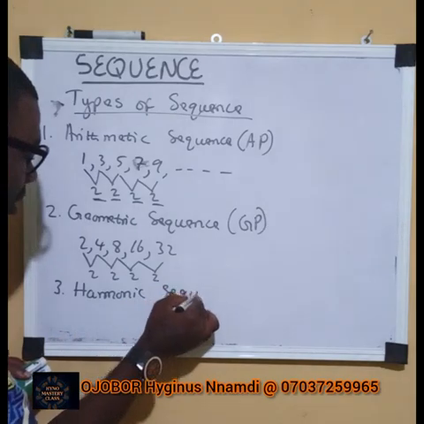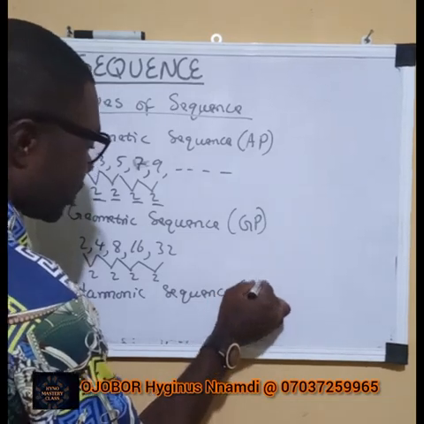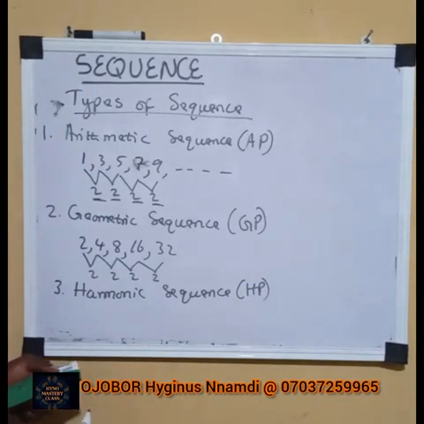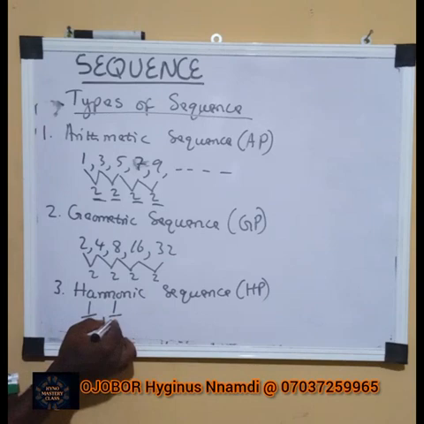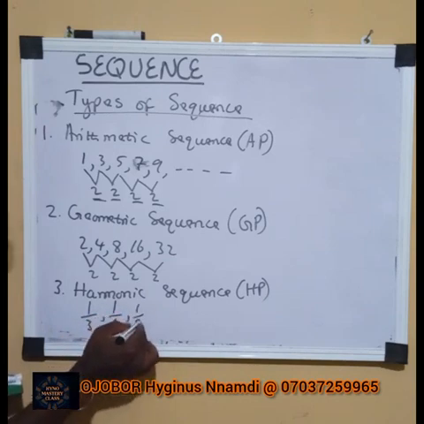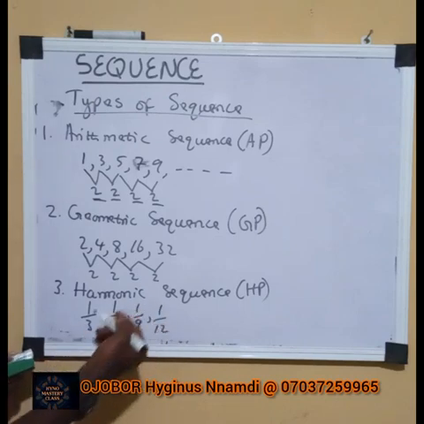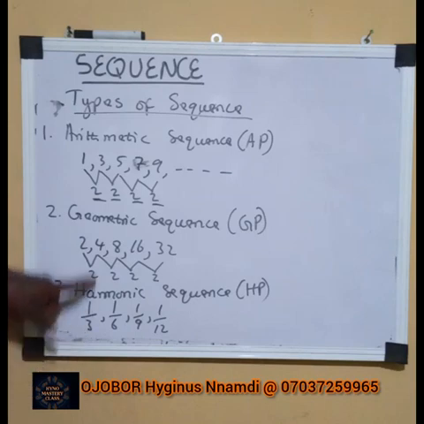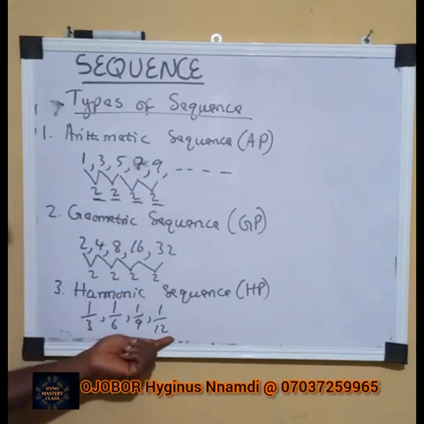Harmonic sequence, also known as harmonic progression, is a fractional sequence. It is a sequence that is a fraction. We have 1 over 3, 1 over 6, 1 over 9, 1 over 12. This is a finite harmonic sequence, and in this type of sequence, the denominator is an arithmetic sequence. The denominator of this harmonic sequence is an arithmetic sequence.